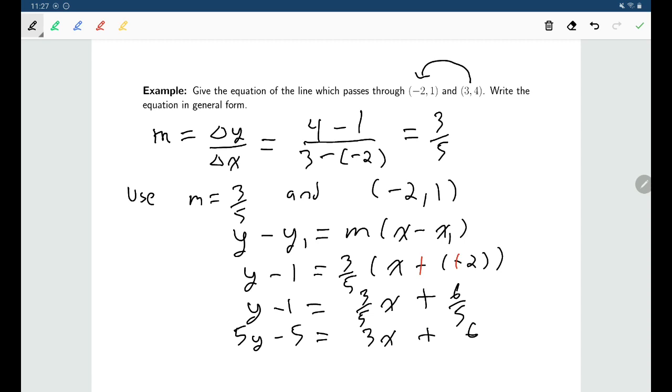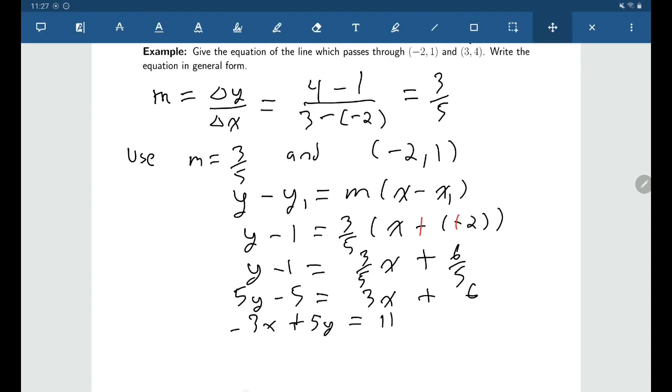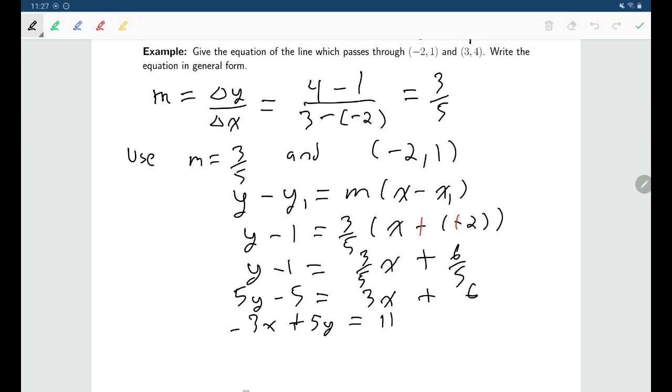And so it's going to be easy enough now for me to rewrite this in standard form, or general form rather, by bringing the x term to the other side, and bringing the constant term to the other side. And so now I have the equation of my line, -3x plus 5y equals 11.